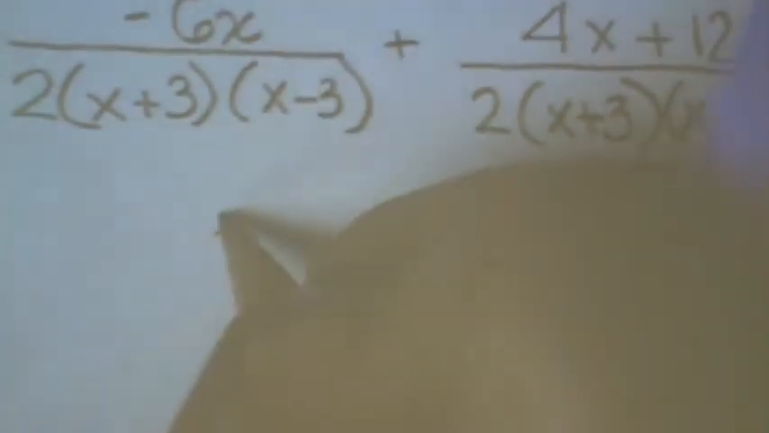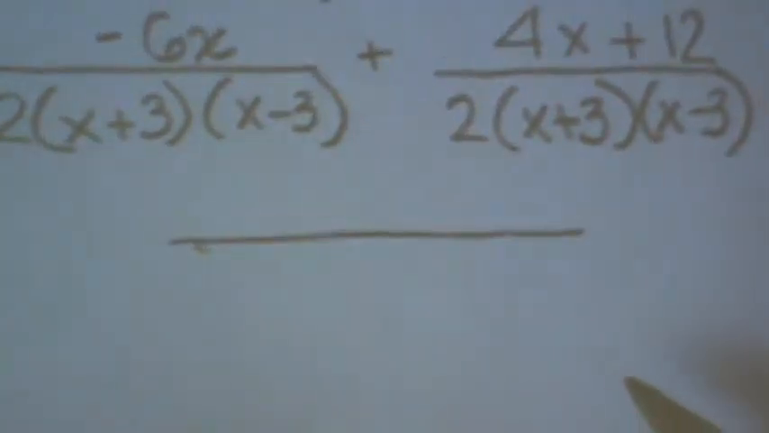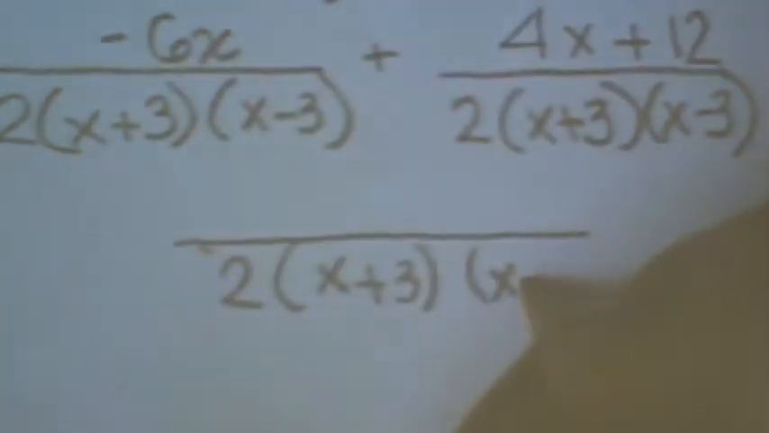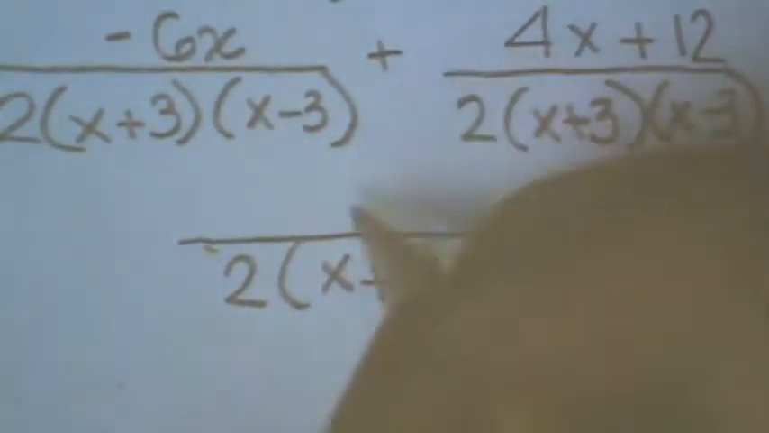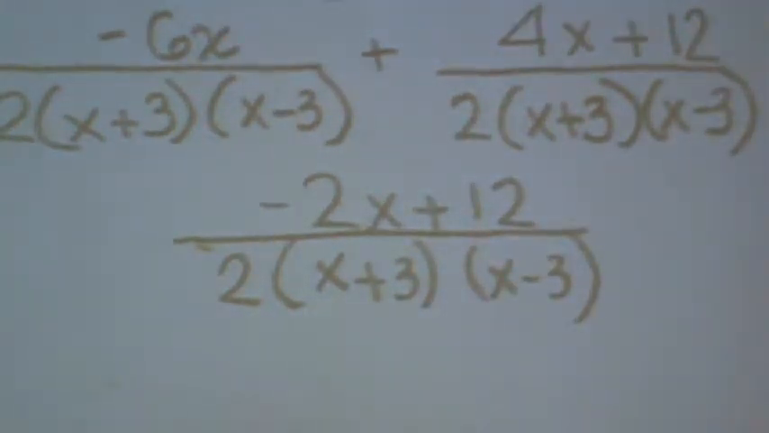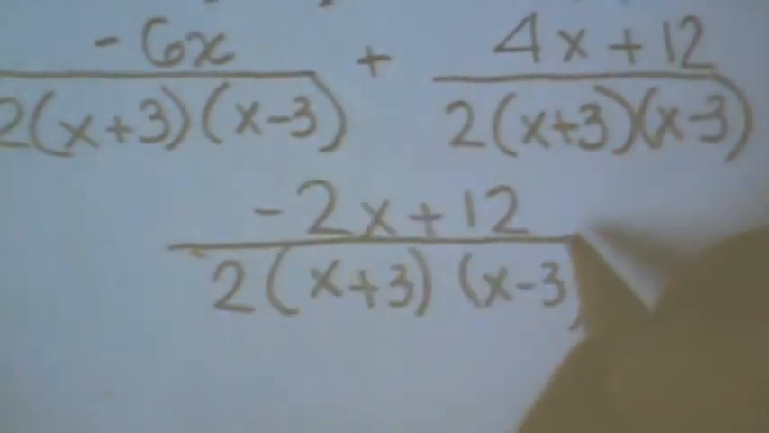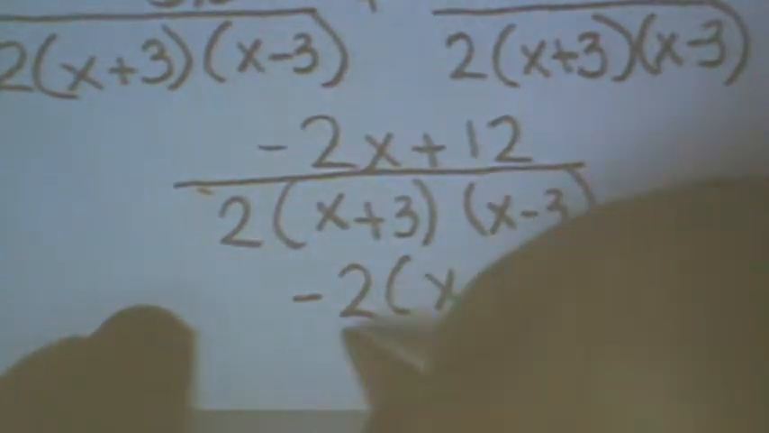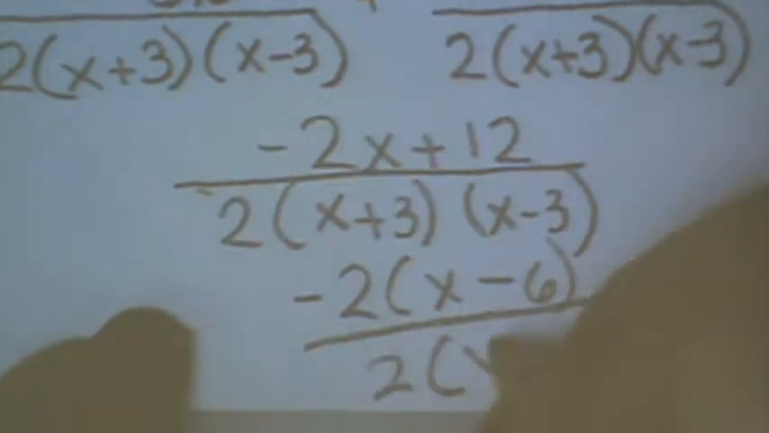Okay, next. What are you gonna do now? Put this all together on top. Now, there is a factor of 2 that can be taken out of the numerator. And if we do, we can go ahead and cancel.